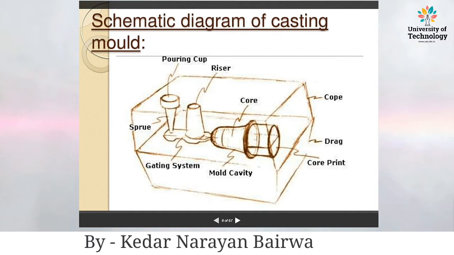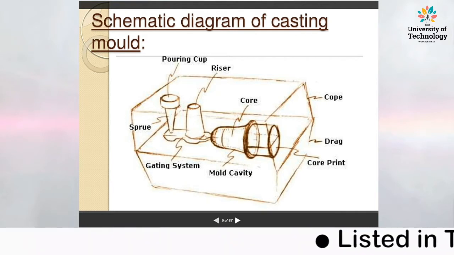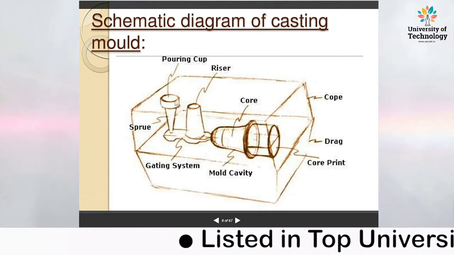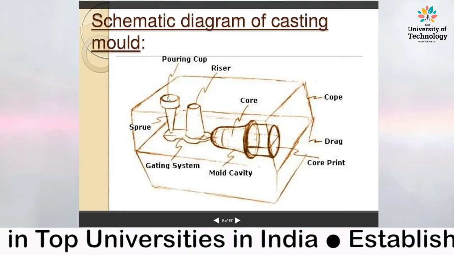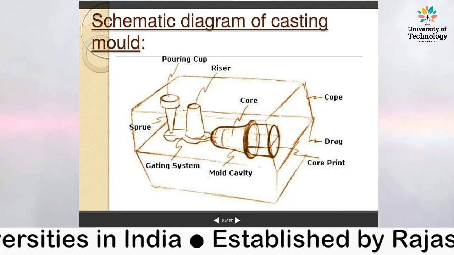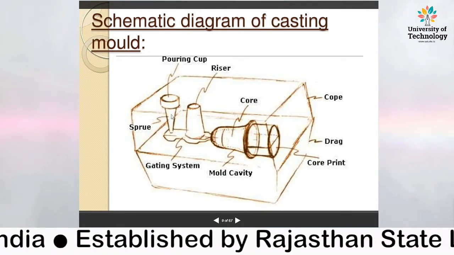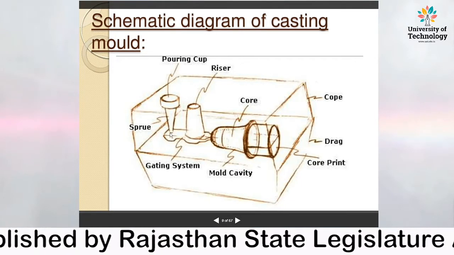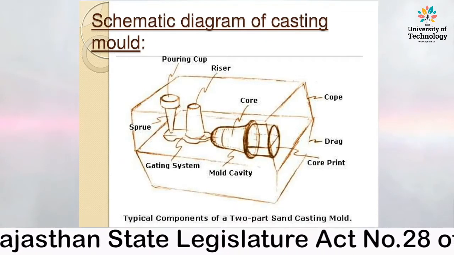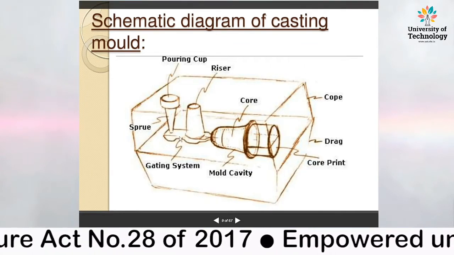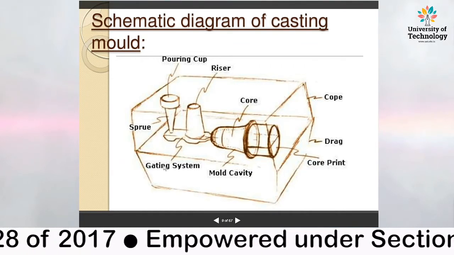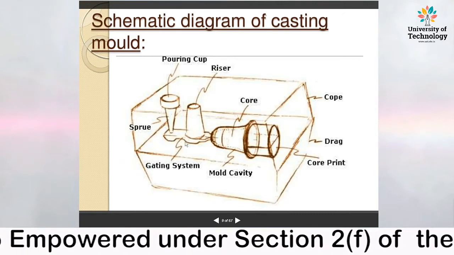We can see in the slide a 3D diagram of the casting mold. We can see here, first, the pouring cup, and the part below the pouring cup is known as the sprue. The end of the sprue leads to the cavity of the mold through the runner, and the end of the runner is the gating system.